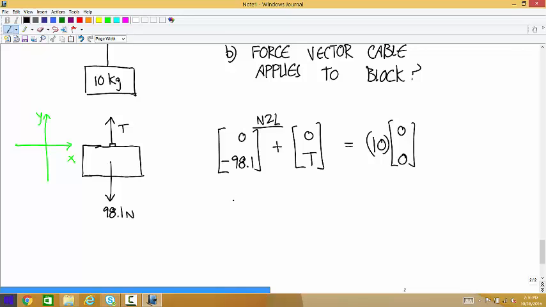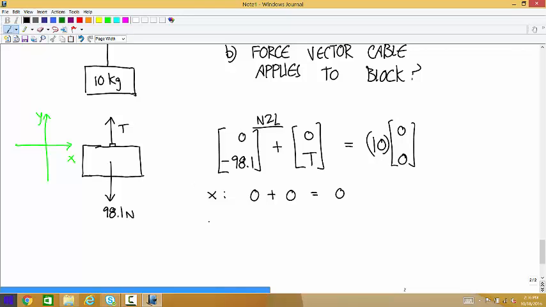And so now I can break this up into an x equation. The first one says 0 plus 0 equals 0, and that's good news. Yeah, exactly. That's undeniable. It doesn't really help us solve for anything, but it's just reassuring.